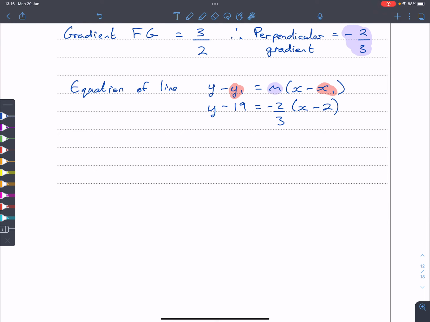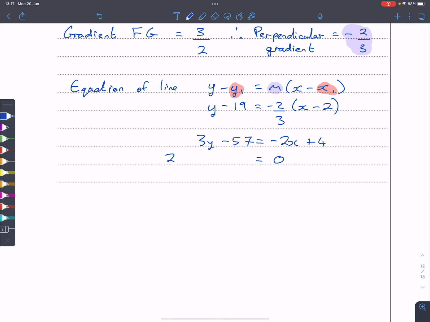So I'm going to, first off, multiply up by the 3. So that will give me 3y minus 57 equals, if I've multiplied up by the 3, I'm left with negative 2 lots of this bracket. So that's negative 2x plus 4. So I'm going to get this equal to 0. So I can do that by adding 2 x's to both sides. That'll give me 2x. I've got the 3y, and I'm going to take 4 off both sides, so I get negative 61.